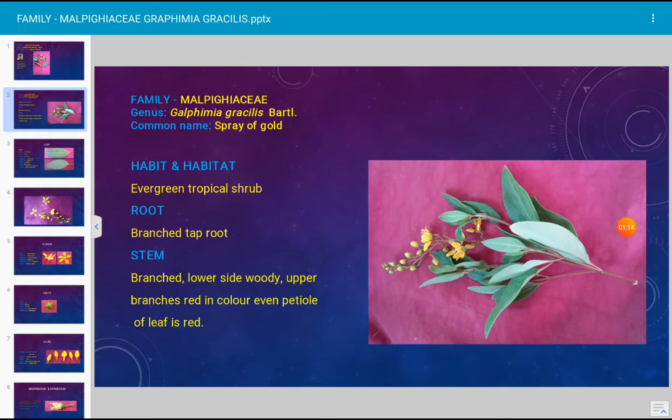And how is the stem? Stem to the lower side it is woody because it is a shrub. Shrub means small tree, and the stem is branched. At the lower side it is woody and upper side it is red in color. Even the petioles of the leaf are red in color. This is the characteristic feature of Galphemia gracilis.